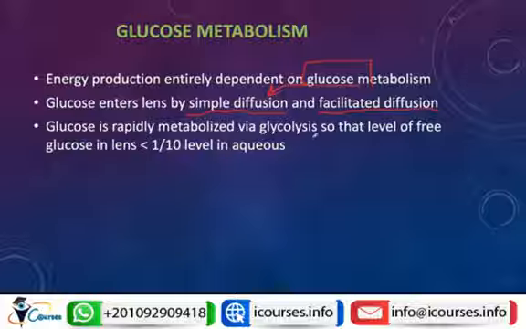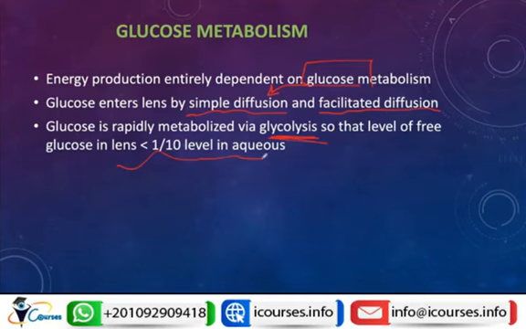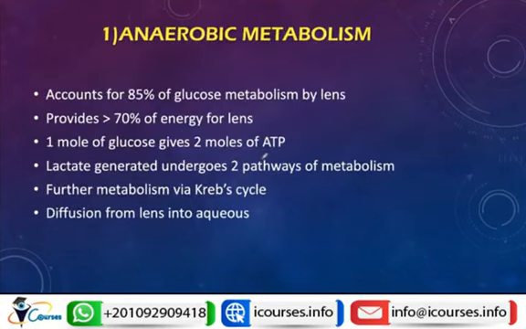Then the glucose is rapidly metabolized via glycolysis. That's why the concentration is less than 1/10 of its concentration in the aqueous. So what are the metabolic pathways? We mentioned them in the cornea, but let's now discuss them in more detail, because here numbers are important. So we need to know what the main metabolic pathways are and how much of the energy production by the lens accounts for each pathway.